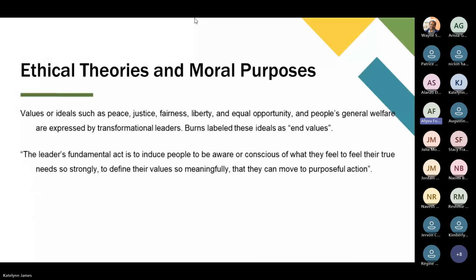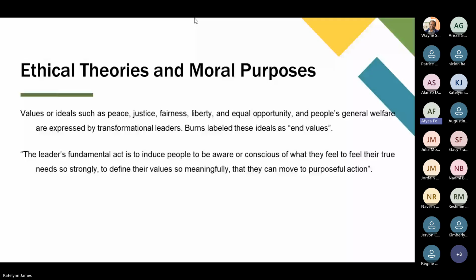Values or ideals such as peace, justice, fairness, liberty, equal opportunity, and people's general welfare are expressed by transformational leaders. Burns labeled these ideals as end values, and end values are the ultimate ends or the goals that individuals or groups, a team, and an organization are working to achieve, such as peace, justice, liberty, and the general welfare of people. Those are values or ideals that we are continuously working towards as a society.